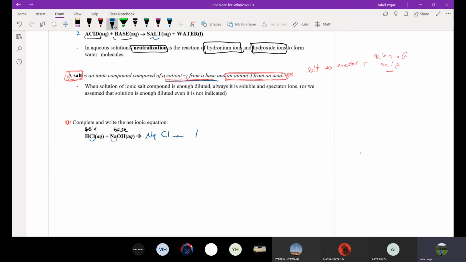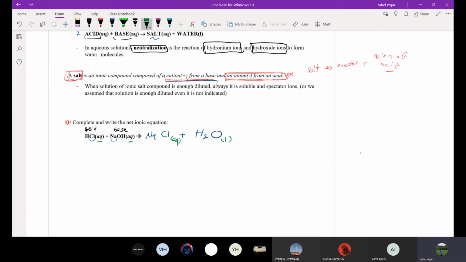Plus H2O. Plus H2O. We don't need balancing, it's already balanced. But they are mixed as aqueous. What is NaCl? Is NaCl solid? Yes, it is solid. What about H2O? H2O is liquid.